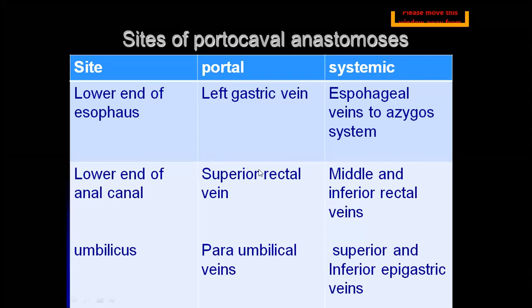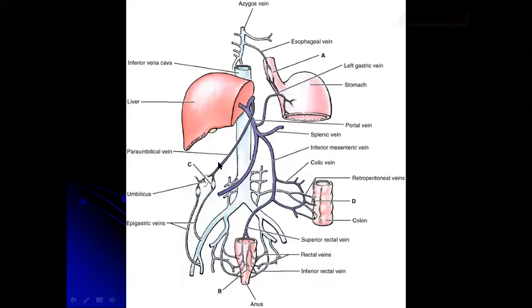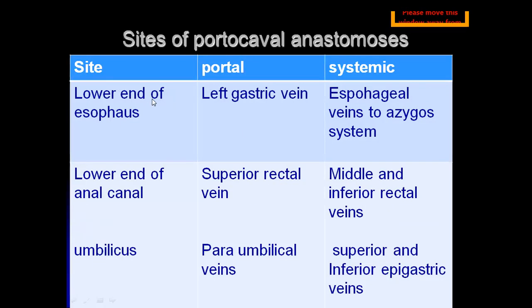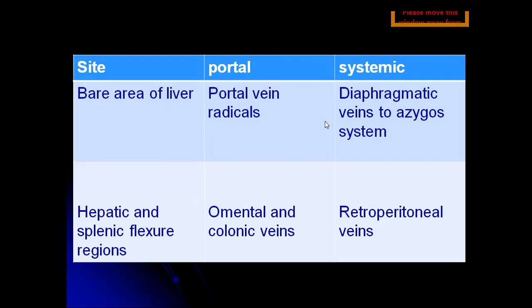There are certain areas where you will see the portal vein has communications with the inferior vena cava. Those sites are called portocaval anastomoses. Whatever has been shown in violet color here are the tributaries of the portal vein, and whatever has been shown in sky light blue color is the inferior vena cava. So the inferior vena cava has certain communications with the portal vein. Together we call it portocaval anastomosis.